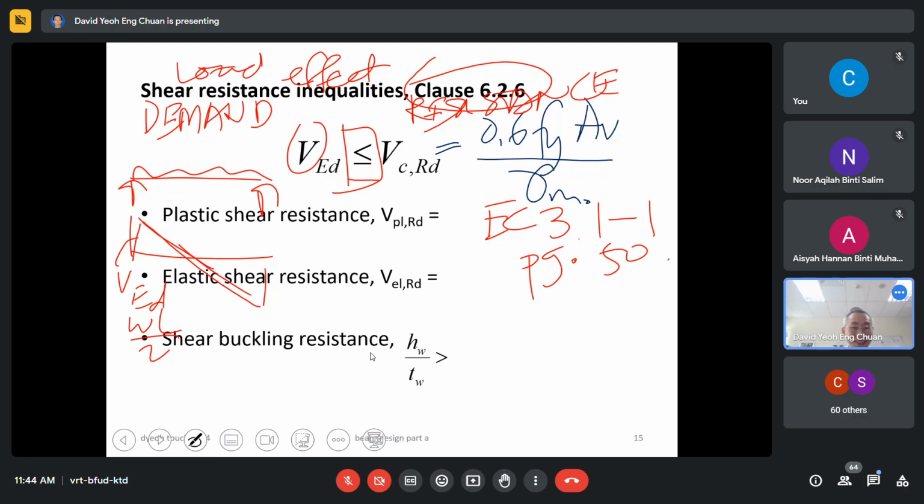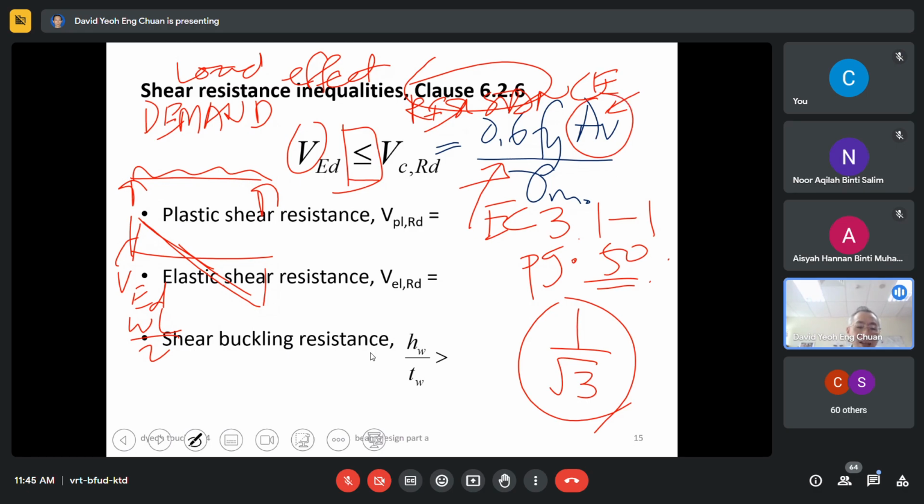Okay. In page 50, you will find this equation. So please highlight this equation. If you do 1 divided by square root 3, you will get 0.6. So that's what I've written here, 0.6. So if you look at this, there's this A of V, AV. So what is AV?